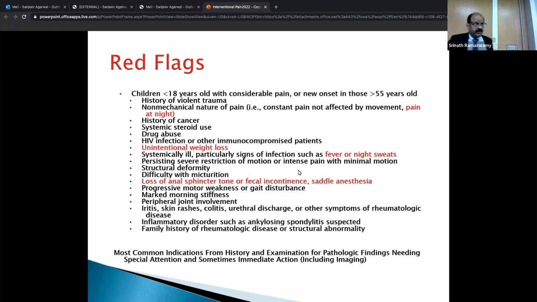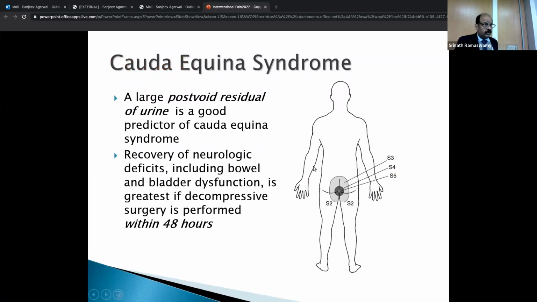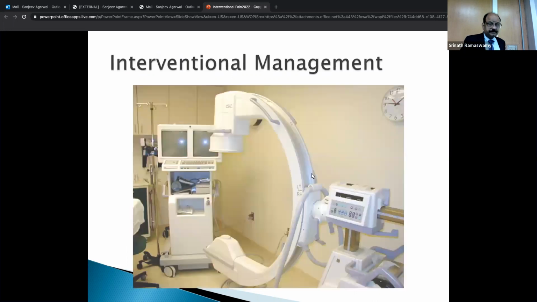Again, while evaluating the patients, most of the time these red flags are not present, but always look in the history for any nocturnal pain, unintentional weight loss, bowel incontinence, progressive motor weakness, or gait disturbances. Cauda equina syndrome is one of the neurosurgical emergencies, and the results are much better if the surgical decompression is performed as soon as possible, preferably before 48 hours.